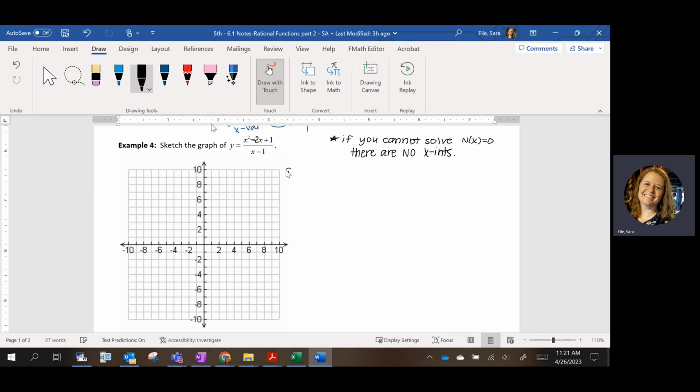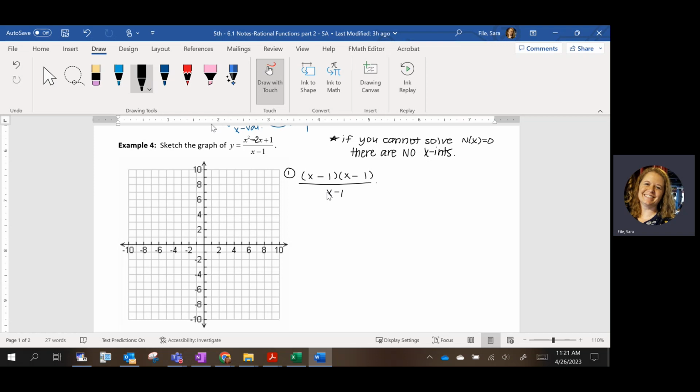So step 1, going to factor the numerator. All right, so what do we get here? The factors of 1 are 1 and 1. And if we want them to multiply to a positive, they have to be the same sign, either both positive or both negative. If we want it to add to a -2, they must both be negative, right?